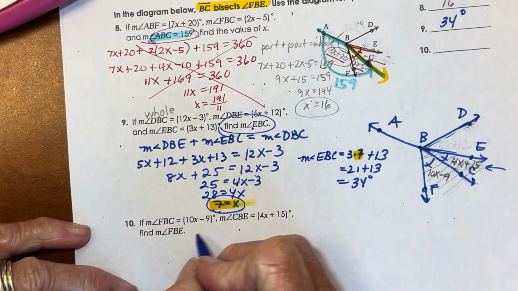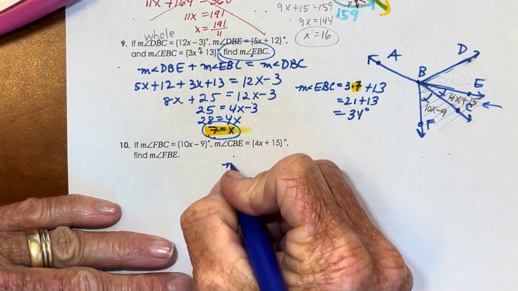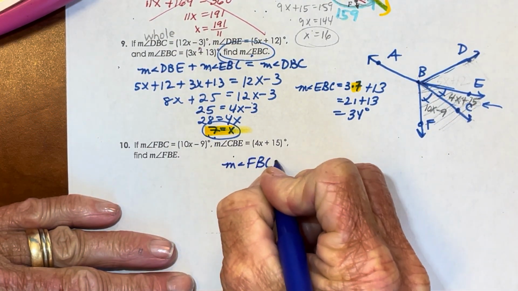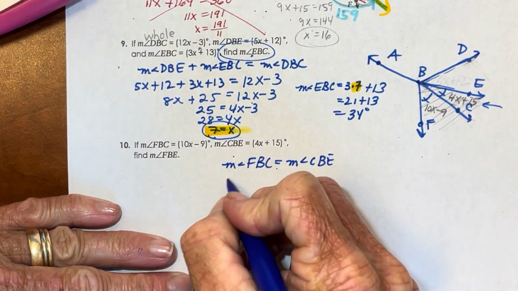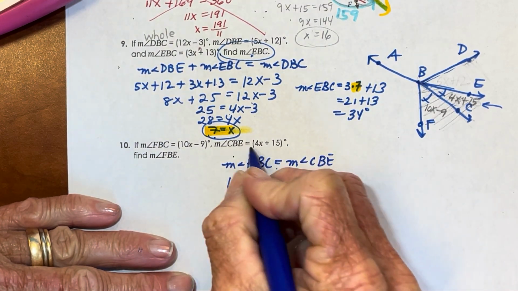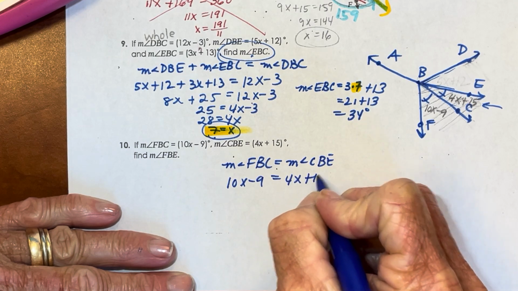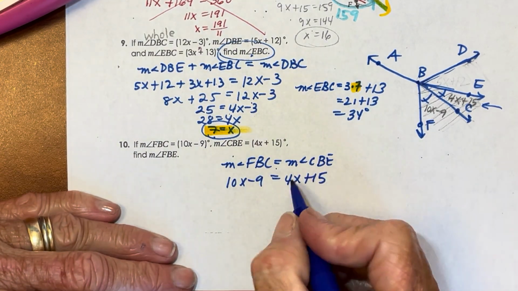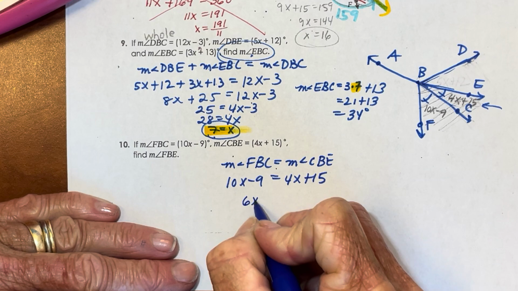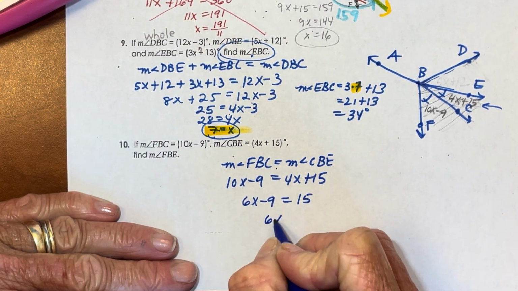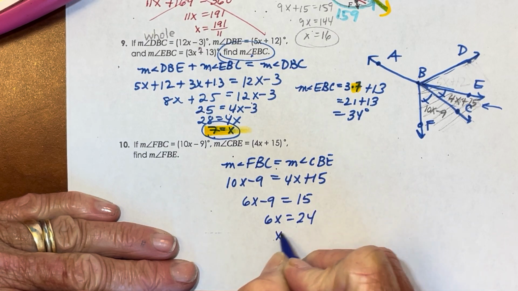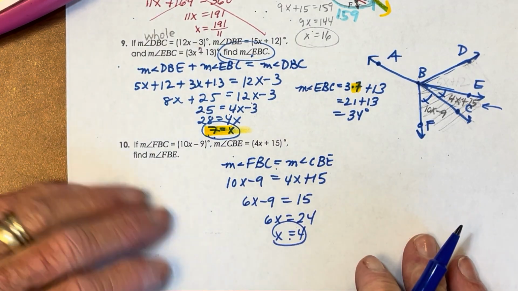So we know that the two parts are going to be equal in measure. The measure of angle FBC is equal to the measure of angle CBE. FBC is 10x minus 9. CBE is 4x plus 15. Subtract 4x from both sides. 6x minus 9 equals 15. Add 9, 6x is 24. When we divide, we're going to get 4 for x.